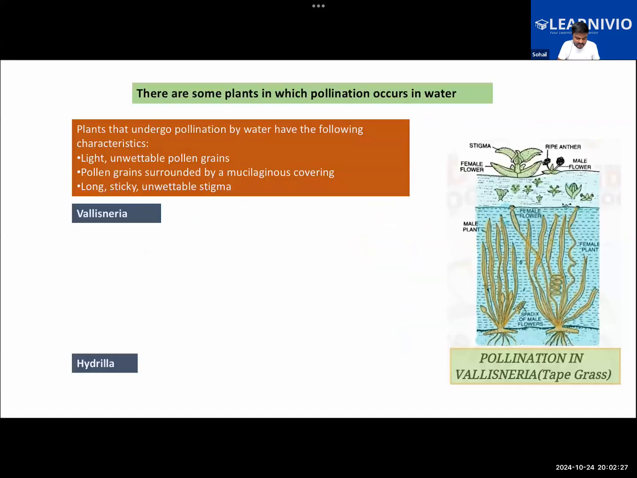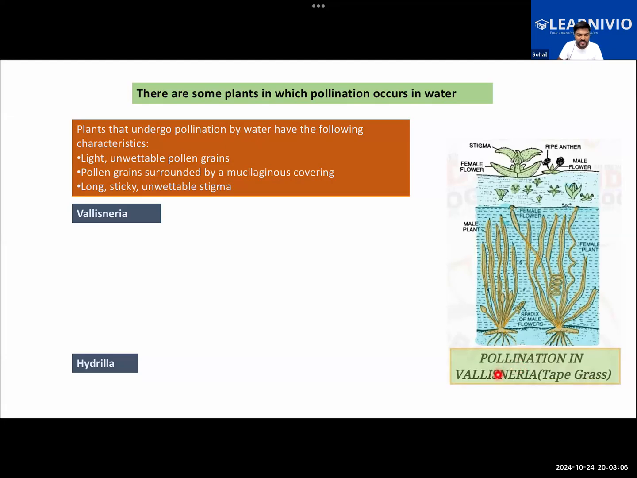Also, we did learn about some of the plants in which pollination will occur via water. It will occur in water, right? So those plants that undergo pollination by water have the following characteristics. The pollen grain of those plants will be very lightweight. It will not become wet in water. Getting what I'm trying to say? Because if it were to become wet, it will be rotting. It will be spoiled.